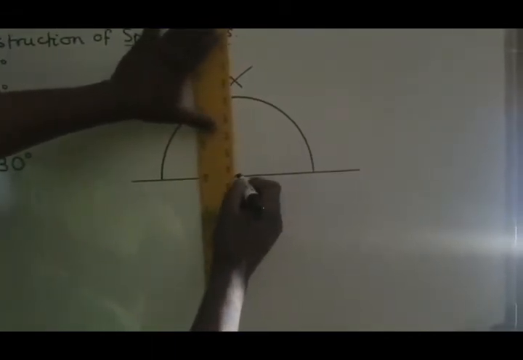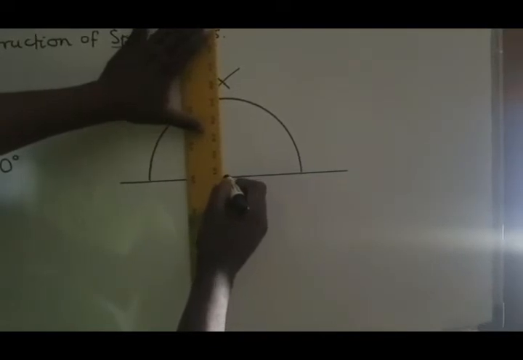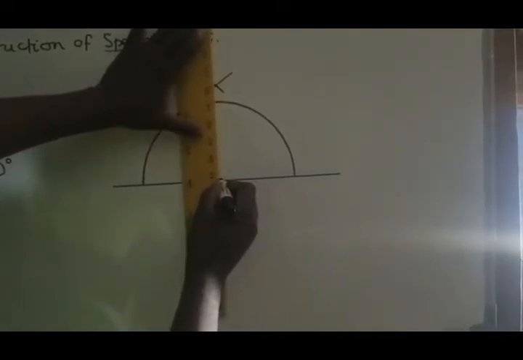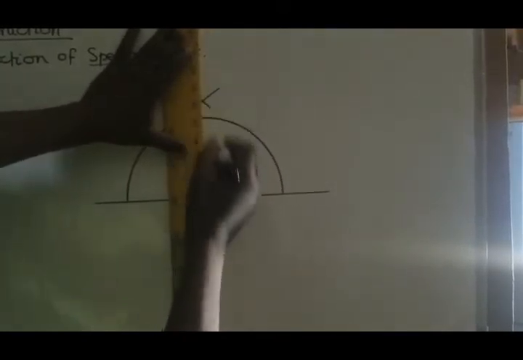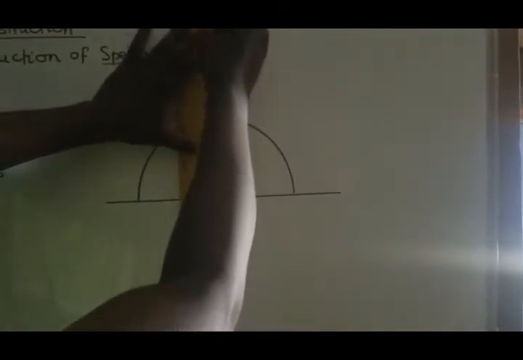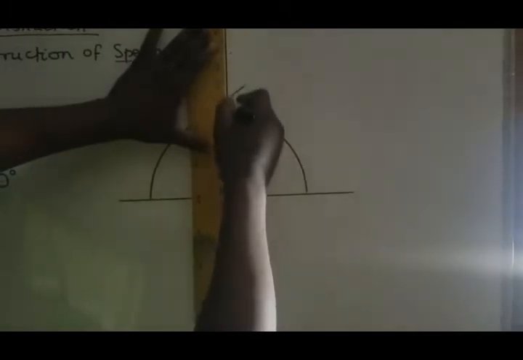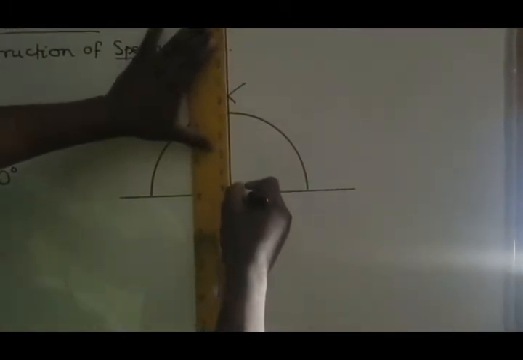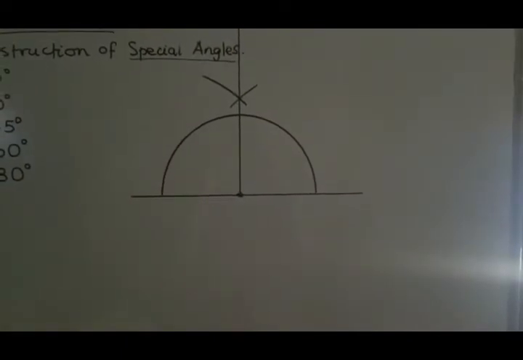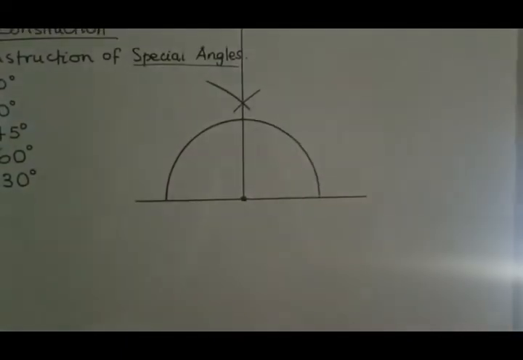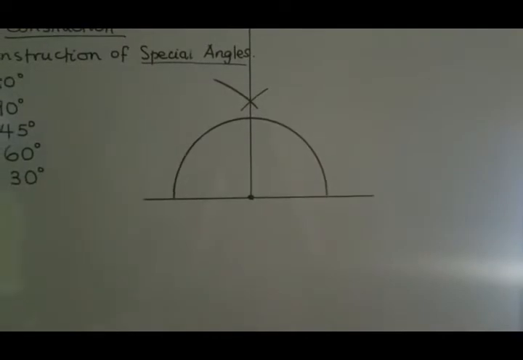Okay, this point, and the point of intersection. Look at it. You have to touch it and make sure that it's actually there. Look at it, and then that is the bisector. So we have constructed angle 90 degrees. You can see that it's very easy.